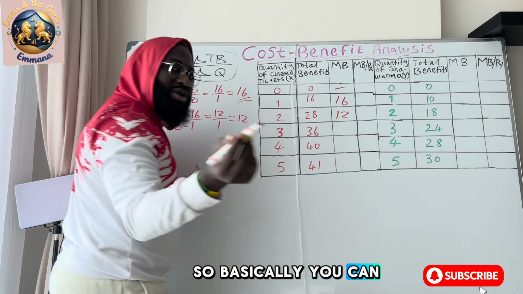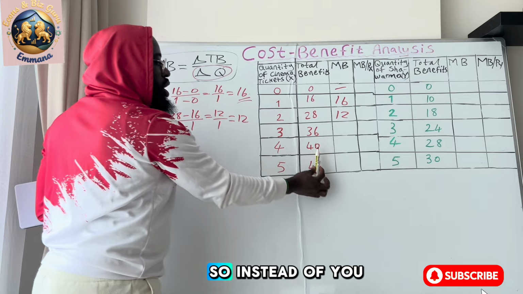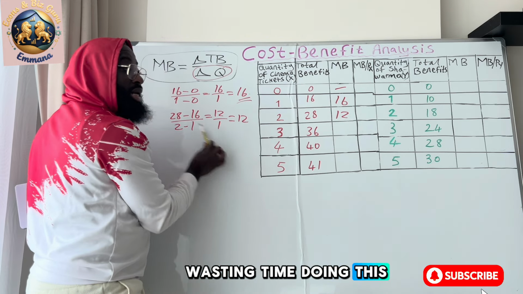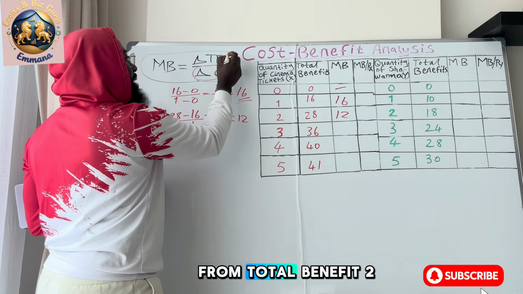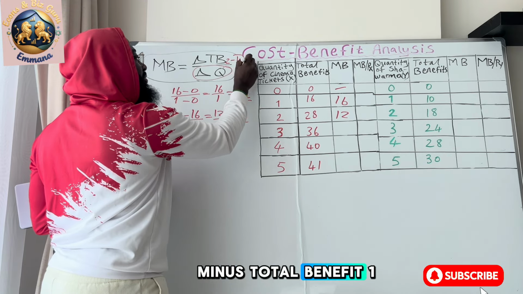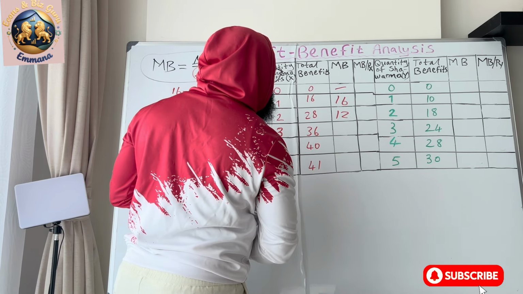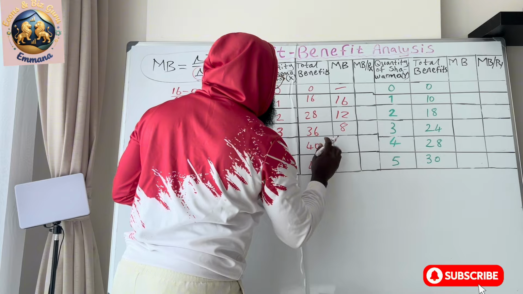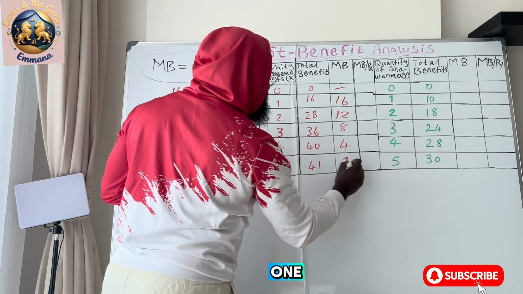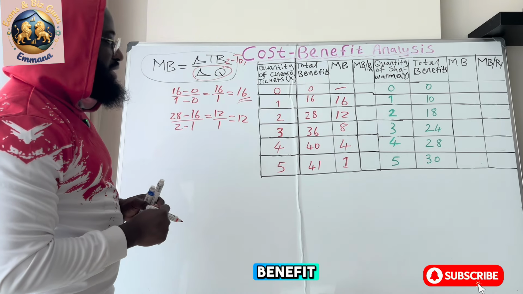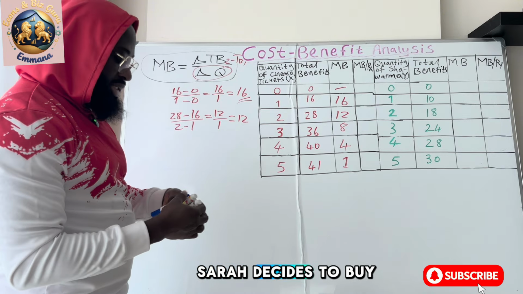So basically you can see that the change in quantity is 1. So instead of wasting time doing this, simply subtract total benefit 1 from total benefit 2. So in this case, here we have 8, here we have 4, and here we have 1. That is the marginal benefit for the cinema ticket that Sarah decides to buy.